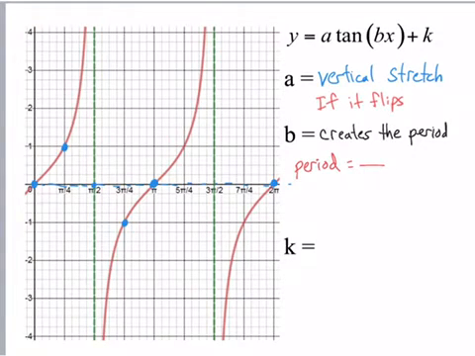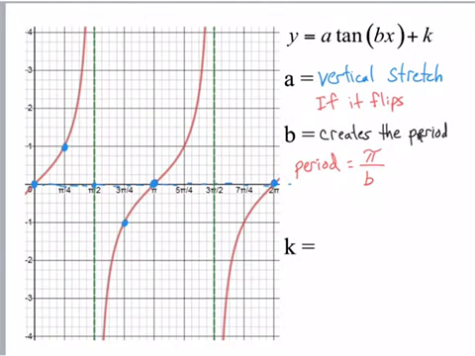But to get your period here, your period's pi, so you're going to take pi and divide by B. Once again, if this was a sinusoid, it'd be 2 pi divided by B for your period. But since it's tangent, as you can see, it repeats itself at pi. It's pi divided by B. So this is really important to keep track of. Tangent has a different period generator.